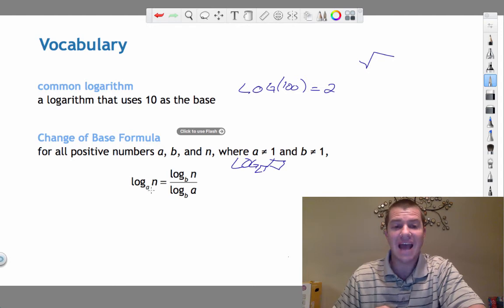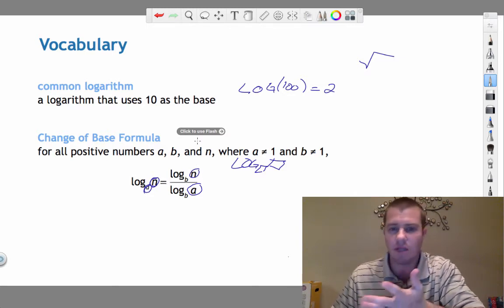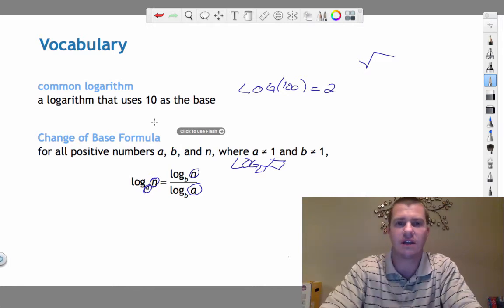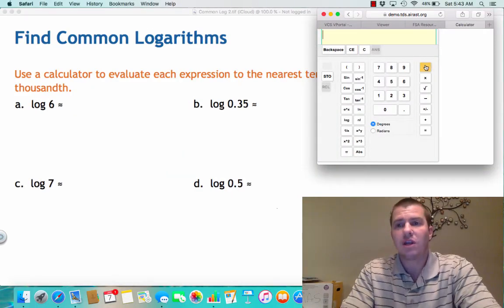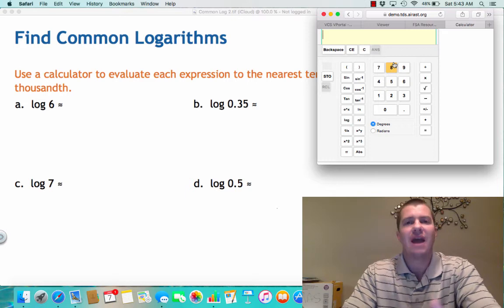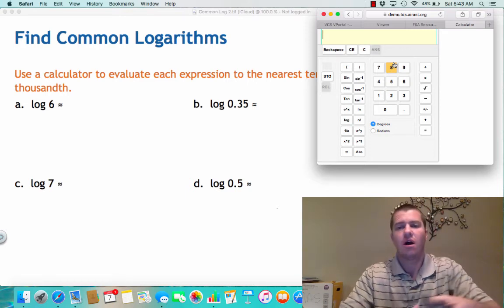It's log base A of n equals log base B of n divided by log base B of A. So this base here goes inside the log in the denominator. What's inside the log here goes inside the log in the numerator, as long as these bases are the same, and you can just use the common log for that, which is how you would use it in the calculator. So for these, I'm going to show you how to use it in the FSA calculator.